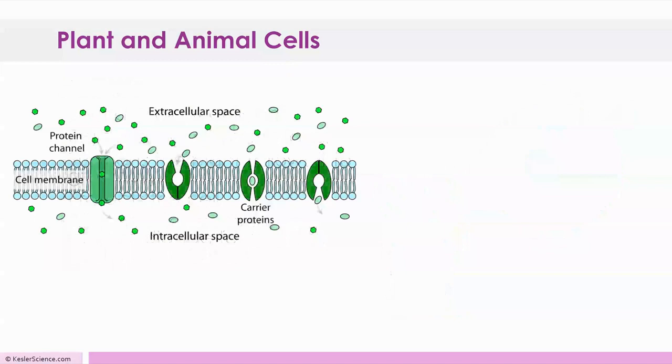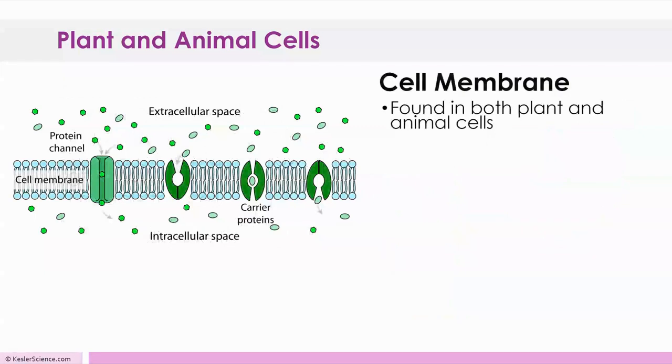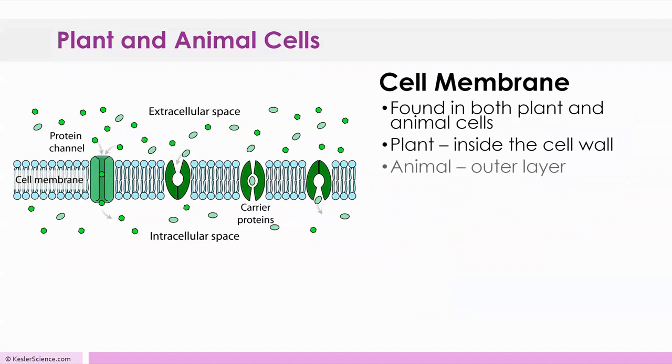Underneath the cell wall in both animal and plant cells is the cell membrane. And this allows things to go through, right? It's the outer layer in animal cells, but plant cells have that extra layer, that extra cardboard coating, which is the cell wall.